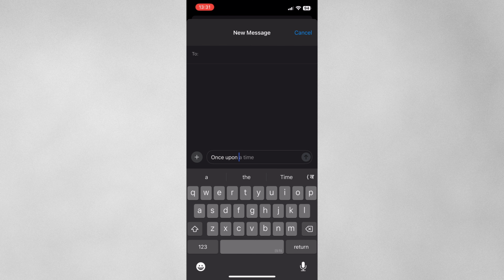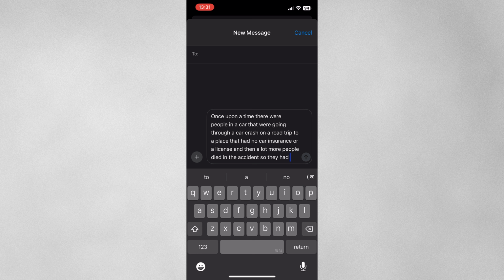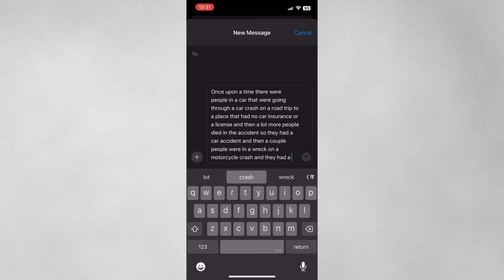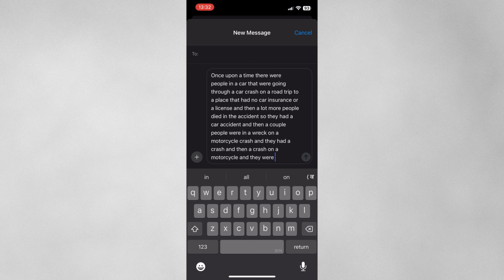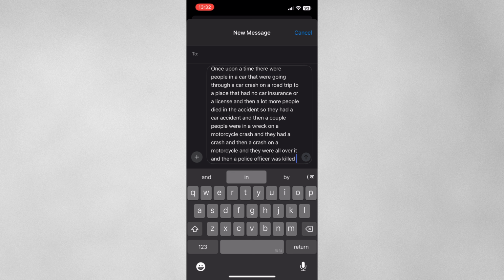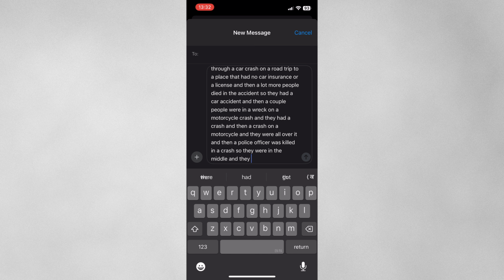In fact, what if we just let my phone autocomplete each word one by one? Once upon a time, there were people in a car that were going through a car crash on a road trip to a place that had no car insurance or a license. And then a lot more people died in the accident. So they had a car accident, and then a couple people were in a wreck on a motorcycle crash. And they had a crash, and then a crash on a motorcycle. And they were all over it. And then a police officer was killed in a crash. Shit. So they were in the middle, and they had a bad crash on a highway. So I was in a bad way. The story of my life.